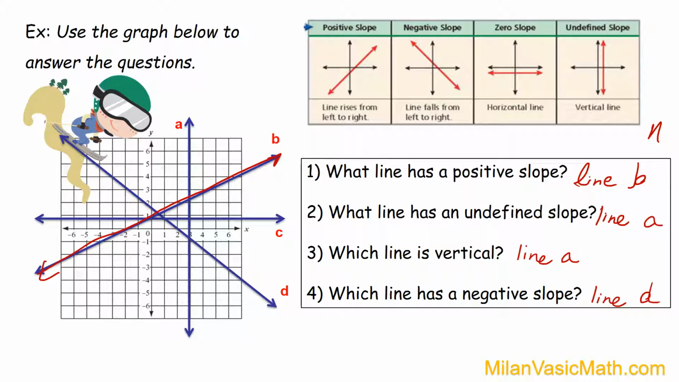A little hint to remember what's the horizontal line. Just think of the word horizon. So in a horizon you would have like a sunset. So horizon, horizontal, that's the one that goes left and right. Has no slope, it's flat.